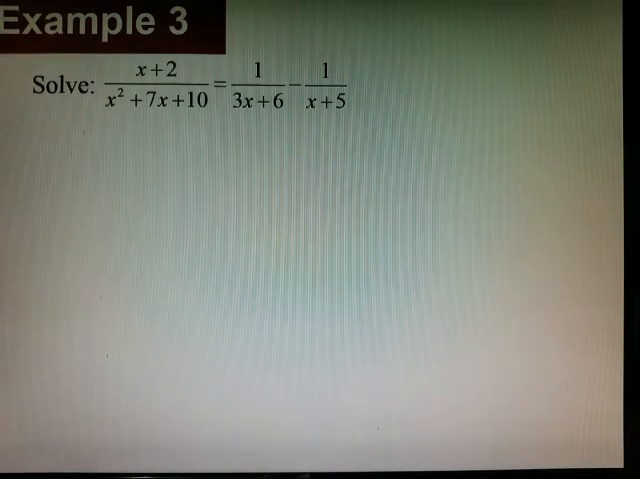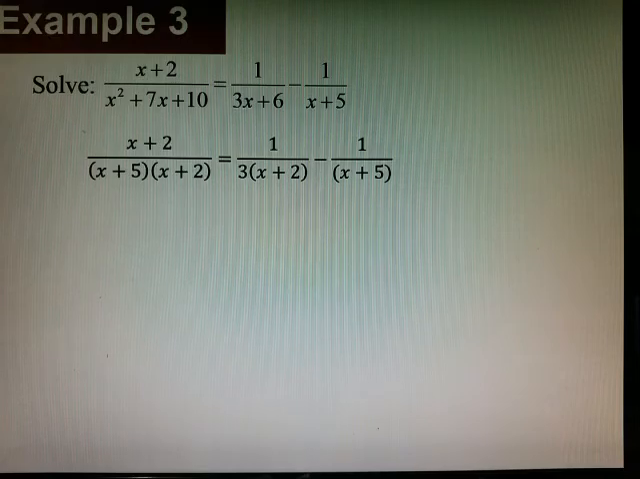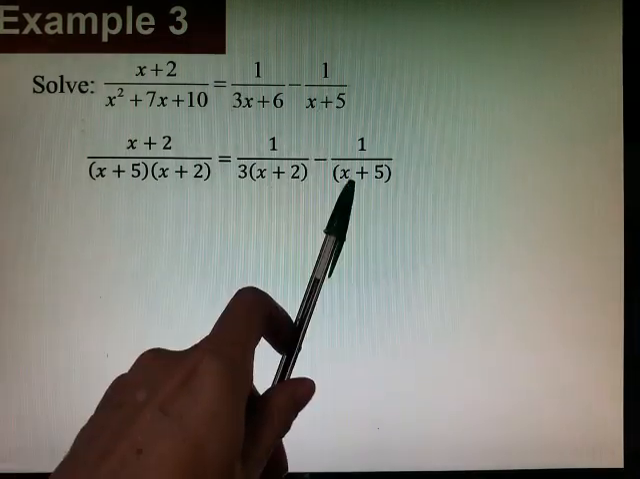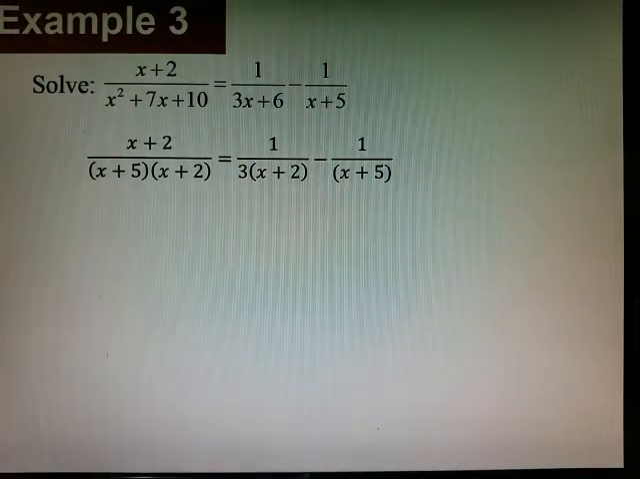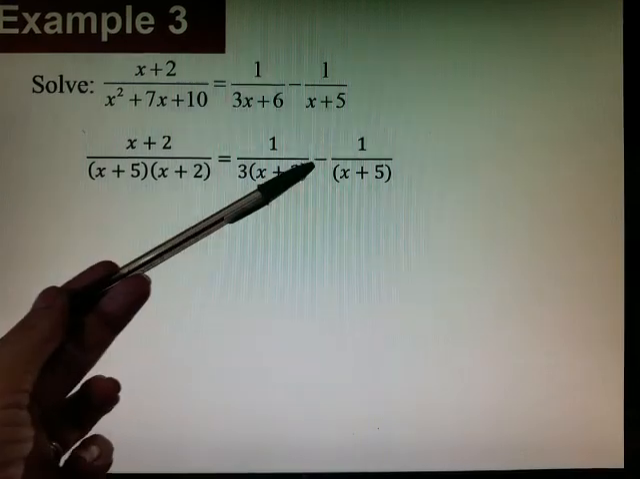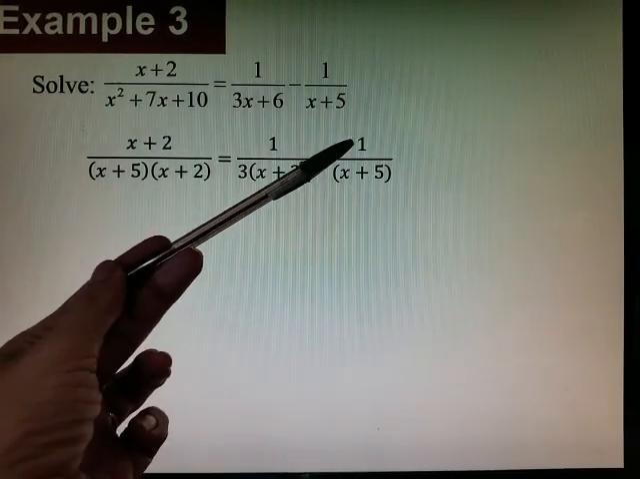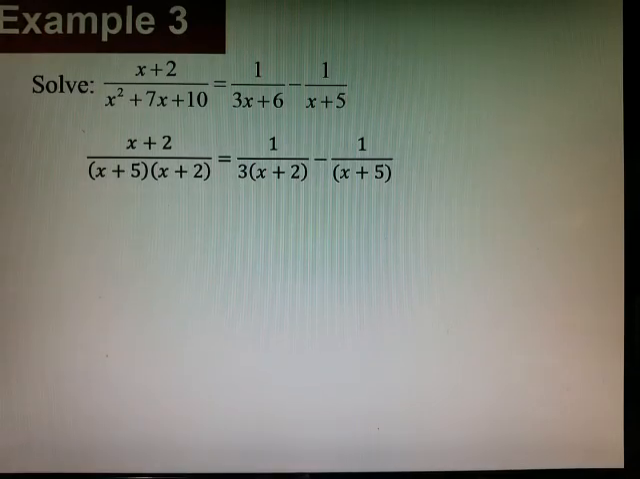All right, solving again. We want to factor. That first one factors to x plus 5 and x plus 2. The next one had a greatest common factor of 3 to take out, an x plus 2, and that one is an x plus 5. The other thing I would advise you to do on this, I would advise you not to make this a minus. I advise you make this a plus and make that right there a -1. Make that a plus and a -1.